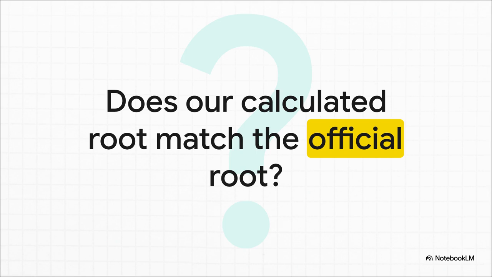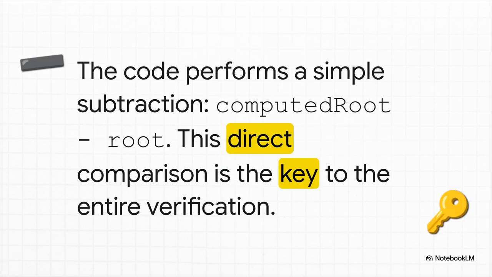And this, right here, is the million-dollar question. The entire validity of our proof, everything we've done, it all hangs on the answer to this. Remember that official root hash we were given at the very beginning, our final checkpoint? Does the root we just calculated on our journey match that official one? The code checks this in a really specific way.